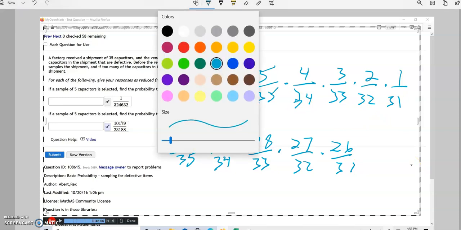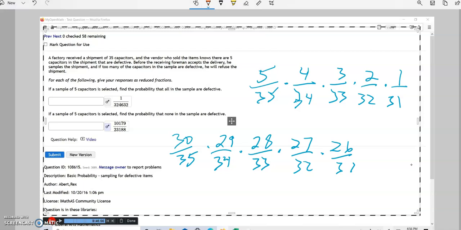Let's change color here to red. 5, then we just start reducing anything that goes in on the top and on the bottom. So 5 goes into 35 7 times, so that's 1 here and 7 here.